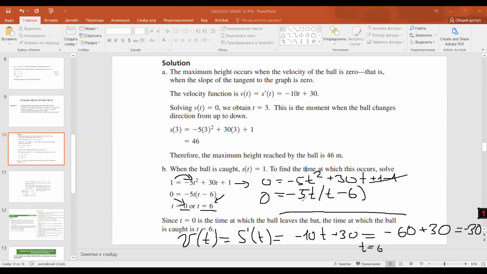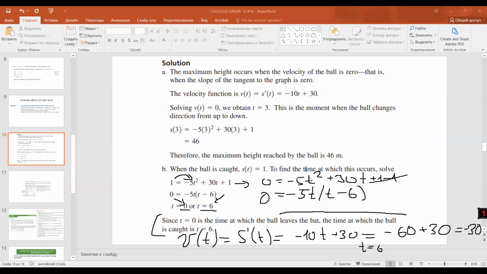Do we use 0 as well, or can we cancel that out? For t equals 0 and t equals 6? We don't use it at this step. t equals 0 is the time at which the ball leaves the bat. Can I clear it now? Yeah.